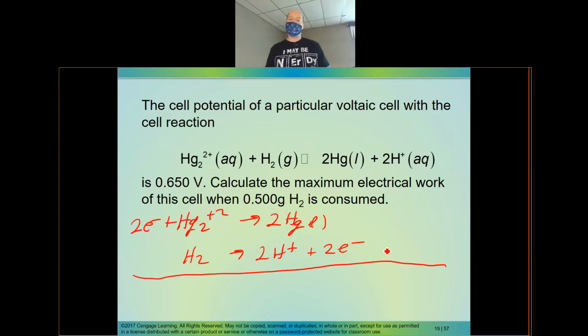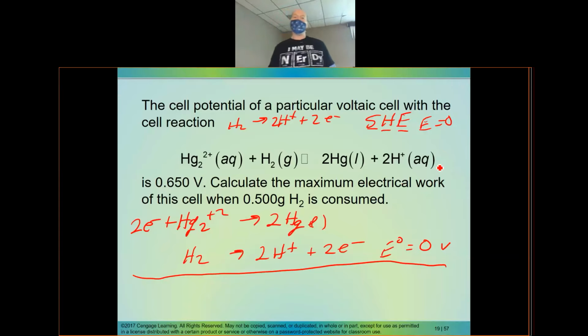When you look up this one, your E naught for this one, you get 0 volts. This is called SHE. So your H2 going to 2H+ plus 2 electrons, that is your standard hydrogen electrode. And your E value for that is 0. If you reverse it, the E value for that is 0. The standard hydrogen electrode, they set that one equal to 0.